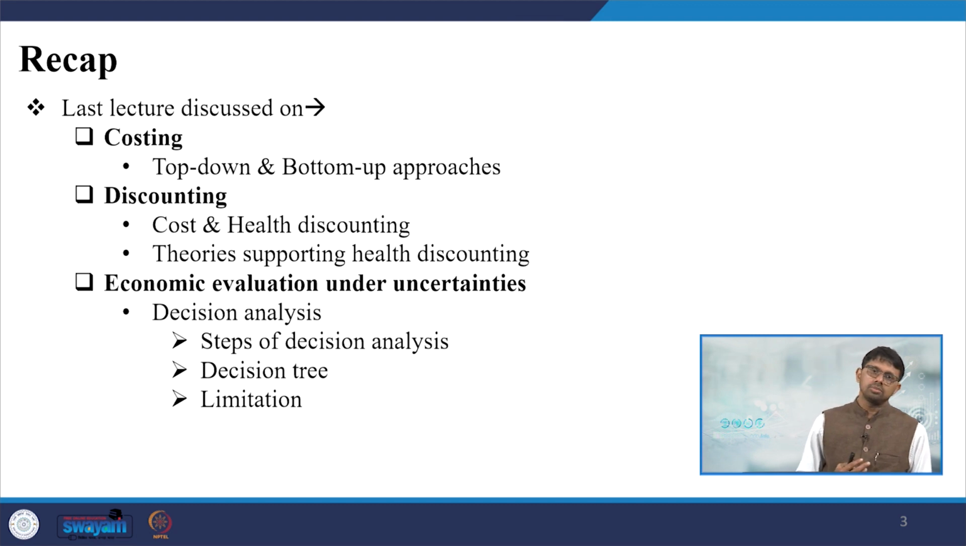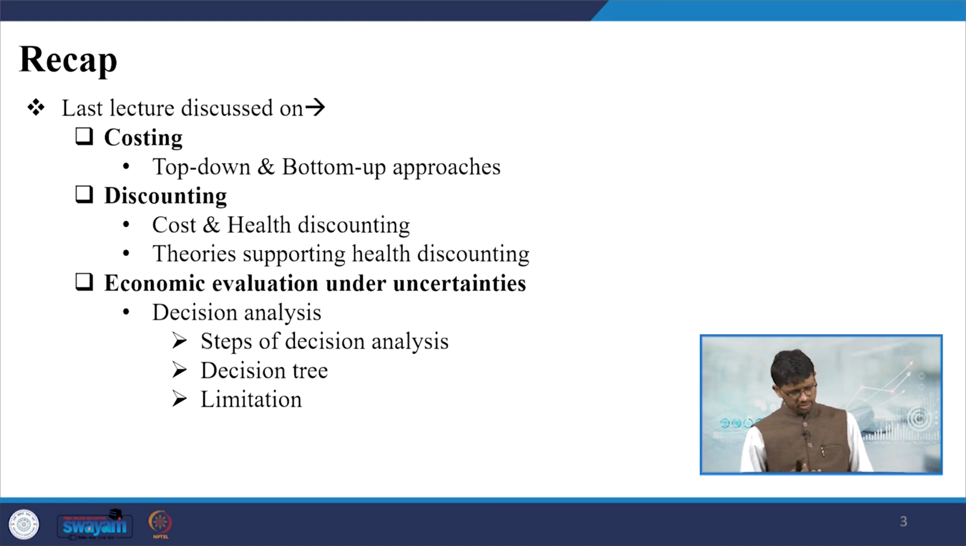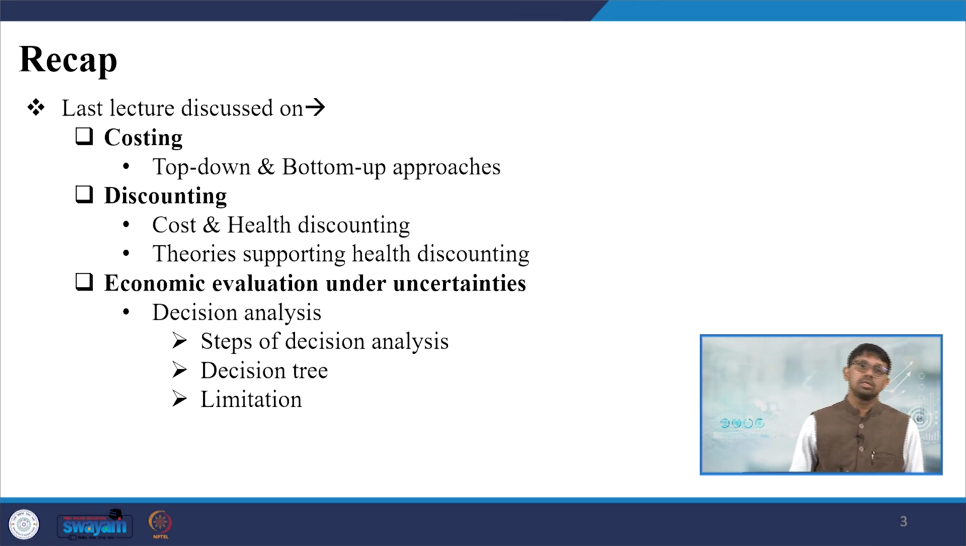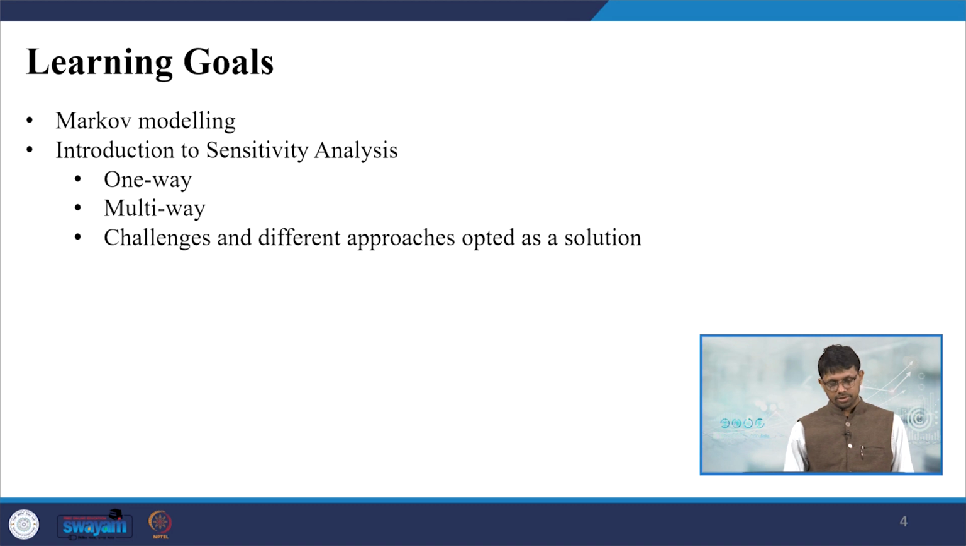If you remember, we discussed under costing the top down and bottom up approaches. And in discounting, we emphasized cost and health discounting, and also talked about the theory supporting health discounting. In economic evaluation with uncertainty, we emphasized decision analysis, where we incorporated steps of decision analysis, decision tree and their limitations. In this lecture, we are emphasizing Markov modeling and also introducing sensitivity analysis.